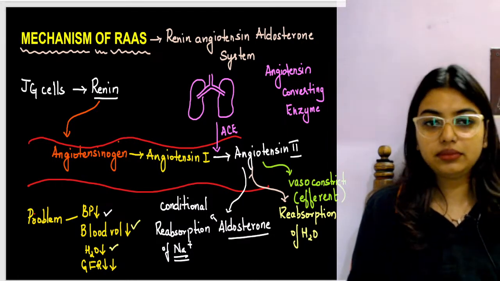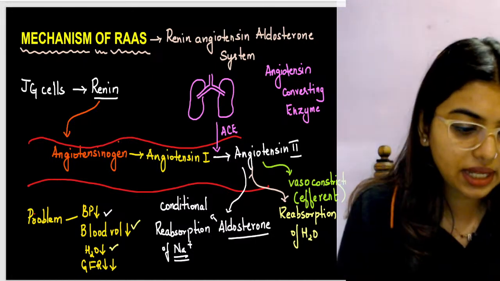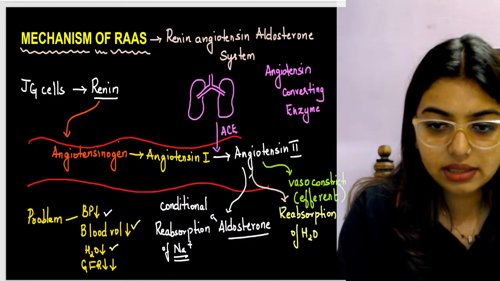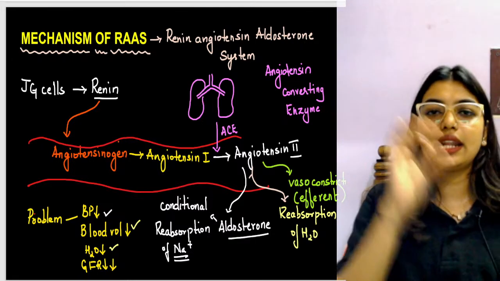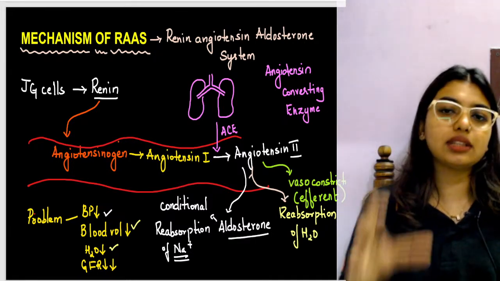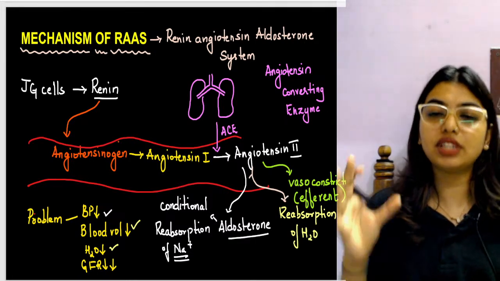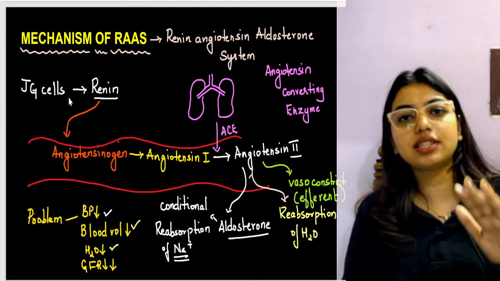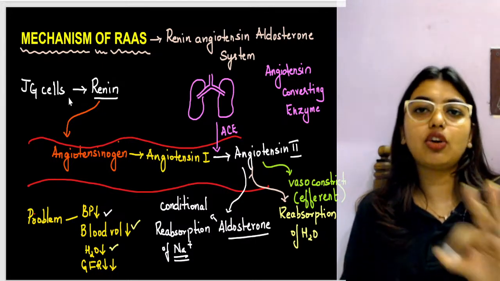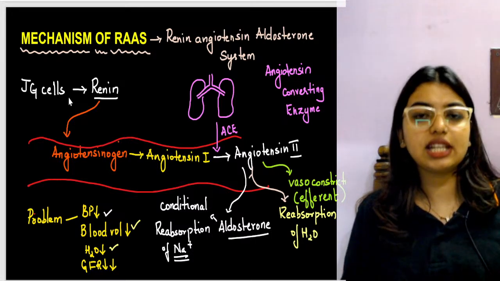Done. So students, what is RAS mechanism? It's very important for you to know. Students, RAS mechanism is renin angiotensin aldosterone mechanism. This happens when there is a problem with the GFR. So we already understood how renin is released. Renin is released by your juxtaglomerular apparatus. So JG cells will release renin.